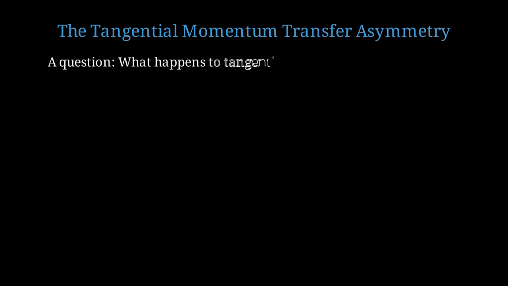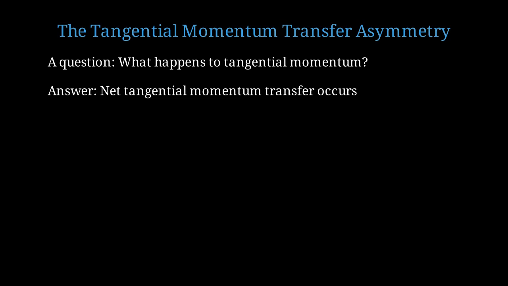Let me pose a question. What happens to the tangential component of momentum when a molecule hits the wall and accommodates to the wall temperature? The answer is subtle but profound. When there's a temperature gradient along the wall, there's a net tangential momentum transfer from the gas to the wall.